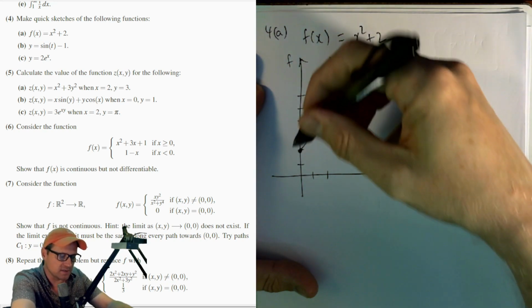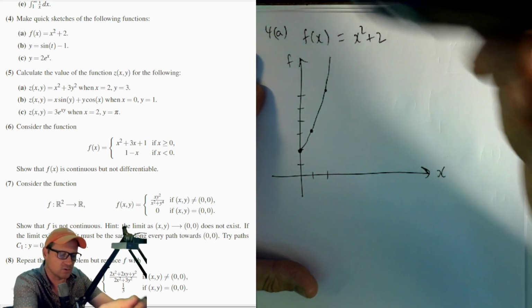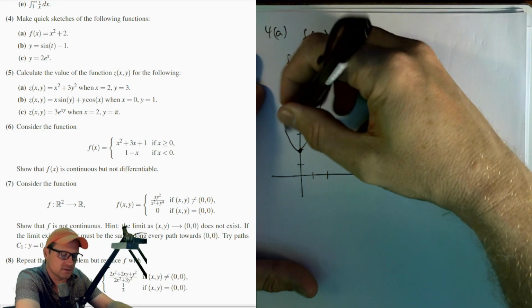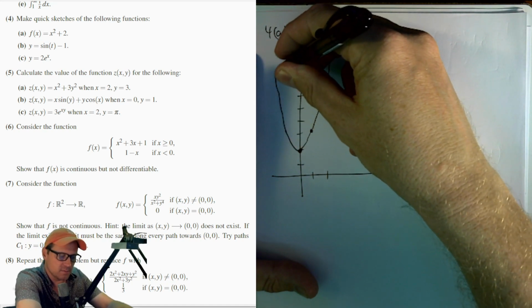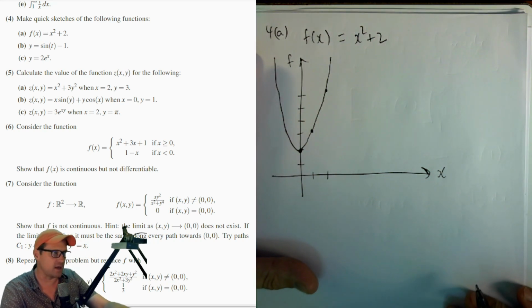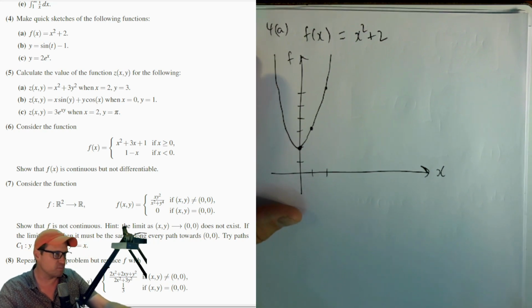It keeps going up like that, and it's symmetric about the y-axis. On the other side, it looks like the mirror image of that. Okay, so there's a quick sketch of that. Now, let's move on to 4b.